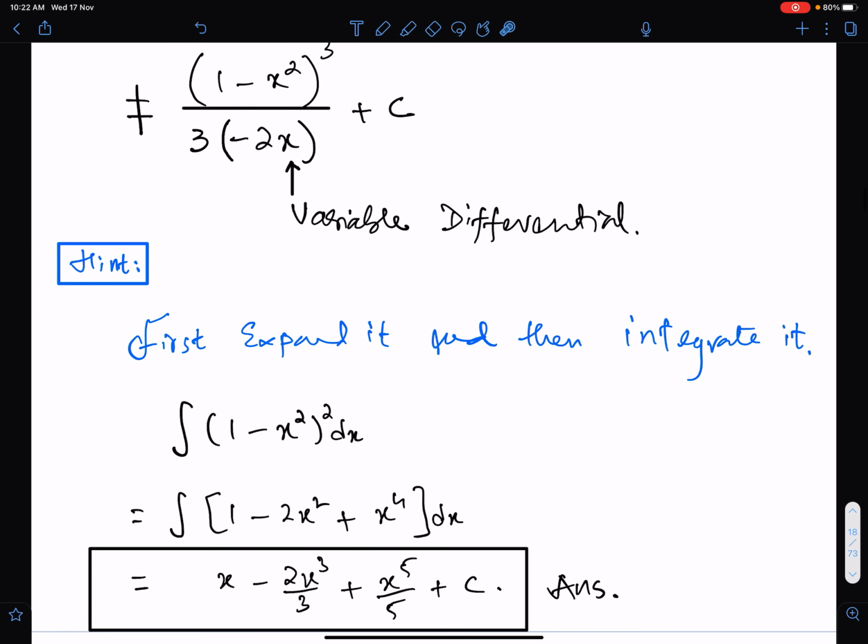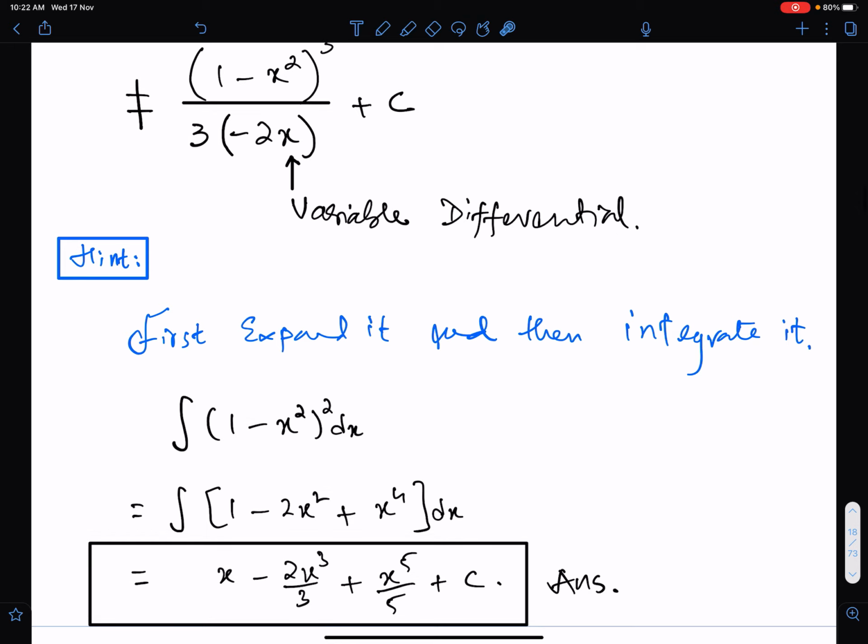This is all. I hope this lecture will help you to understand the types of differentials and this concept that never divide functions by variable differentials.